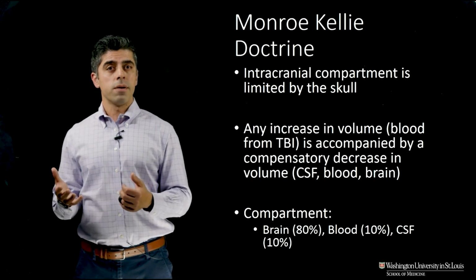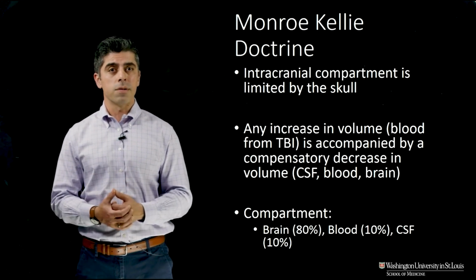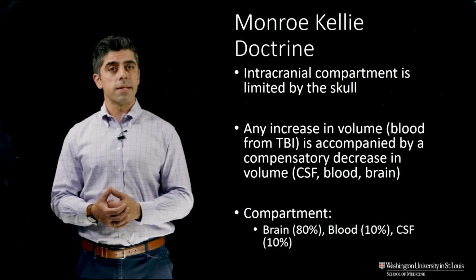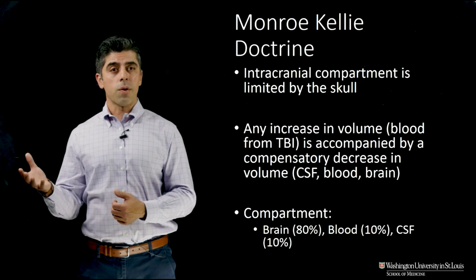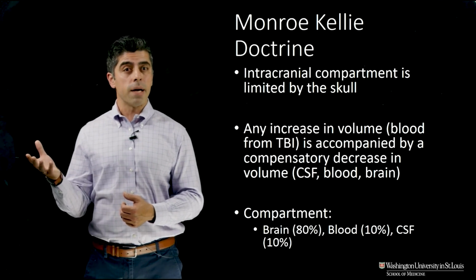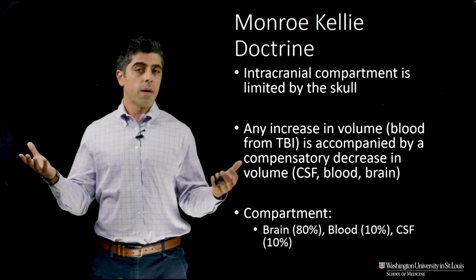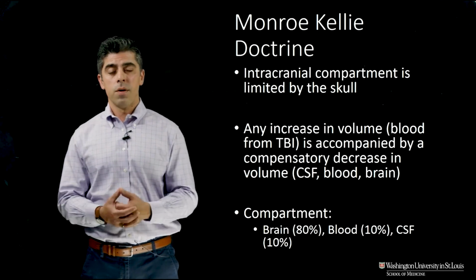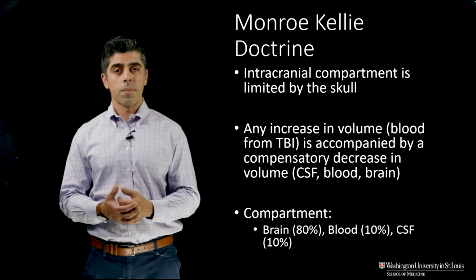The Monro-Kellie doctrine is really important when it comes to measuring and managing ICP in TBI patients. It dictates that the intracranial compartment is limited by the skull, where any increase in the volume, so blood from a TBI, is accompanied by a compensatory decrease in volume, either CSF, blood, or brain. So what are the 3 components of the intracranial compartment?